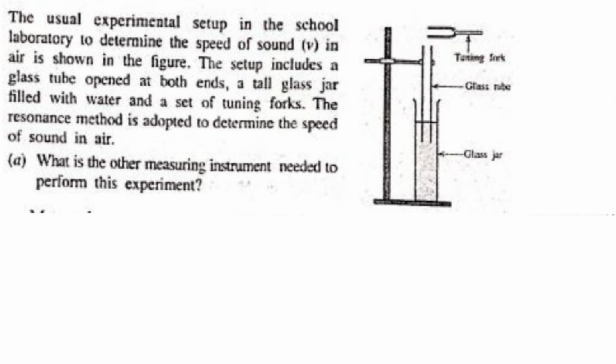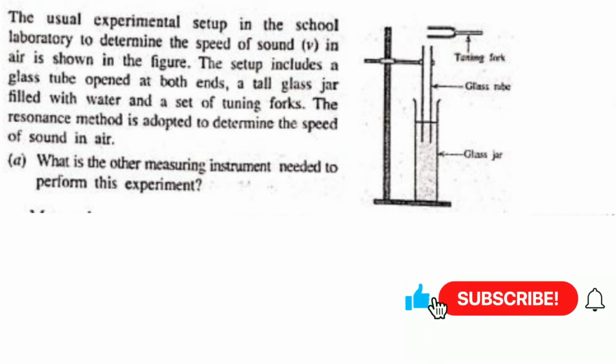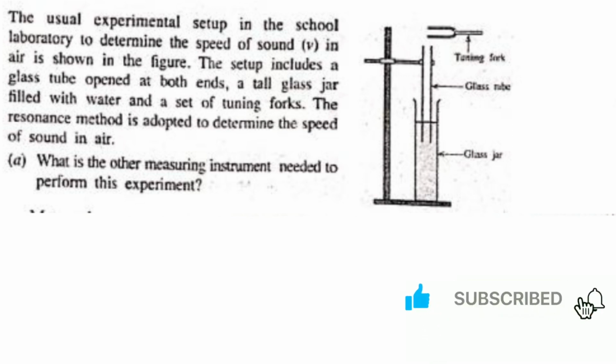The usual experimental setup in the school laboratory to determine the speed of sound V in air is shown in the figure. The setup includes a gas tube open at both ends, a tall glass jar filled with water, and a set of tuning forks. The resonance method is adopted to determine the speed of sound in air.